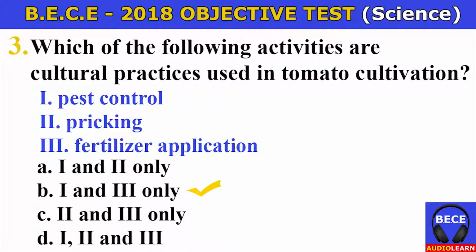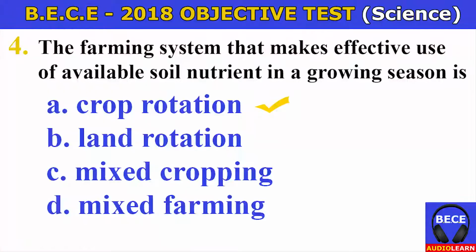I and III only. Which of the following activities are cultural practices used in tomato cultivation? And the answer is pest control and fertilizer application. I and III.